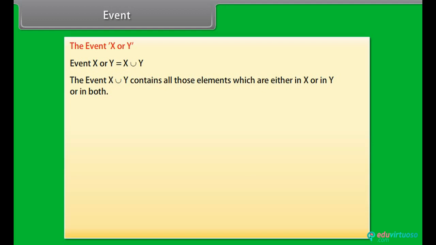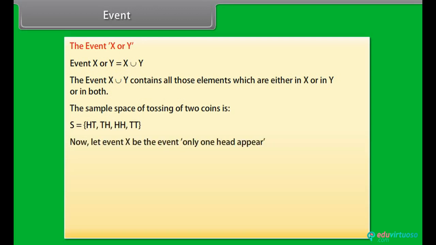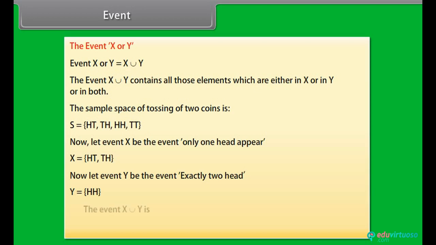To understand it, let's take an example. The sample space of tossing 2 coins is S = {HT, TH, HH, TT}. Now let event X be the event only one head appears. X = {HT, TH}. Now let event Y be the event exactly 2 heads. Y = {HH}. The event X union Y is X ∪ Y = {HT, TH, HH}.